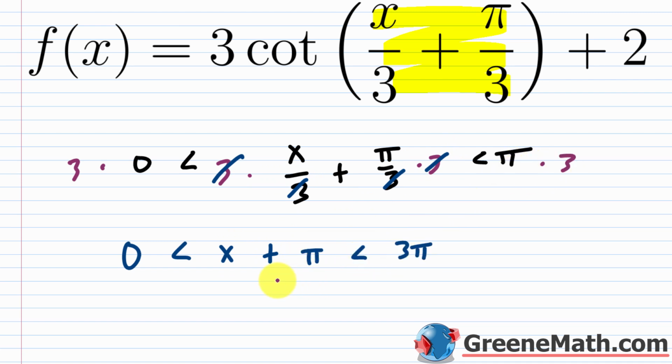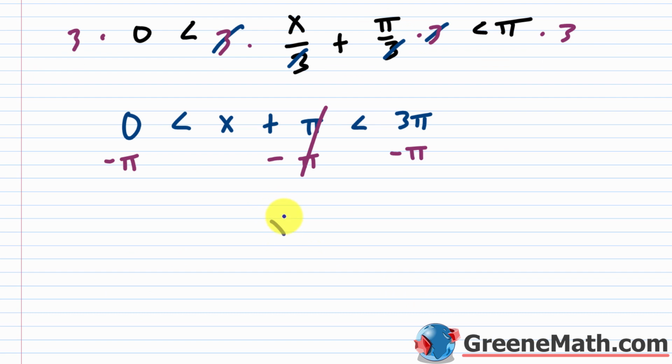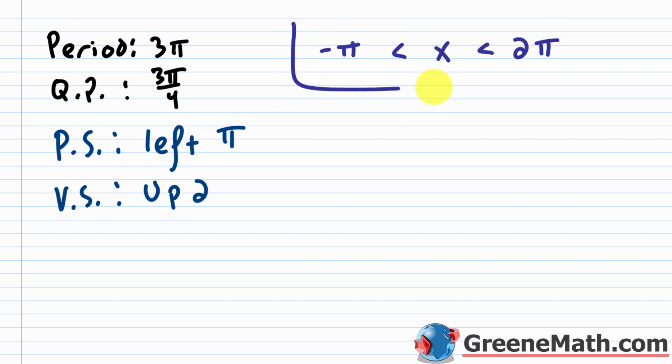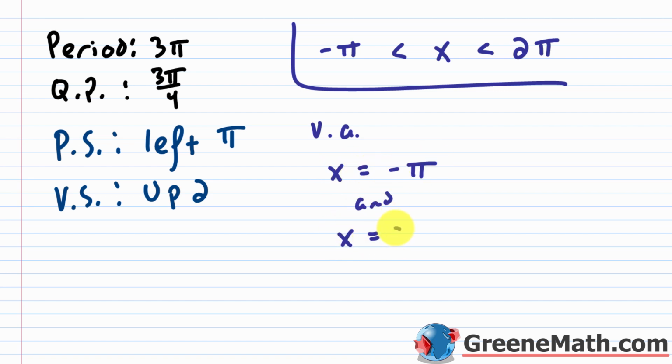So for this one, I'm just going to subtract pi away from each part here. This cancels. So we'll have that x is greater than 0 minus pi, which is negative pi, and it's less than 3 pi minus pi, which is 2 pi. Okay, let's grab this, and we're going to just paste this in. So the consecutive vertical asymptotes that we're finding, you get x is equal to negative pi, and you can have x is equal to 2 pi.